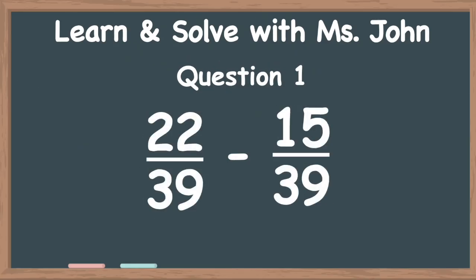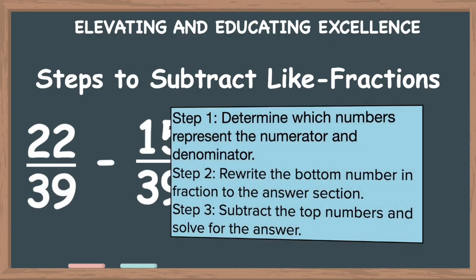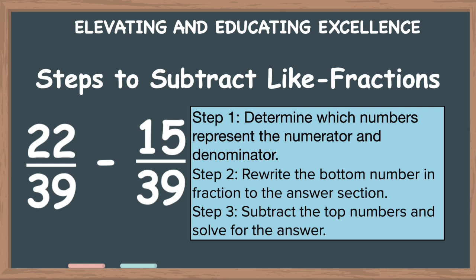Question number 1, 22 over 39 minus 15 over 39. Steps to subtract like fractions. Step 1, determine which number represents the numerator and the denominator. Step 2, rewrite the bottom number in the fraction to the answer section. Step number 3, subtract the top numbers and solve for the answer.